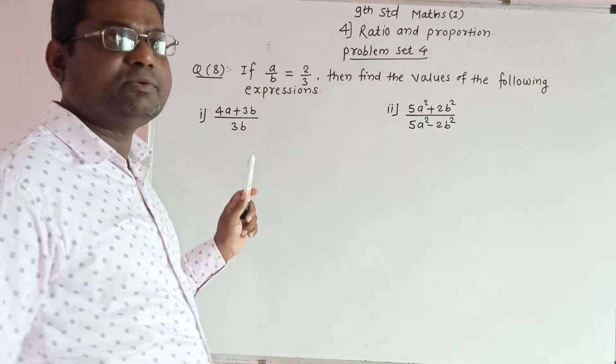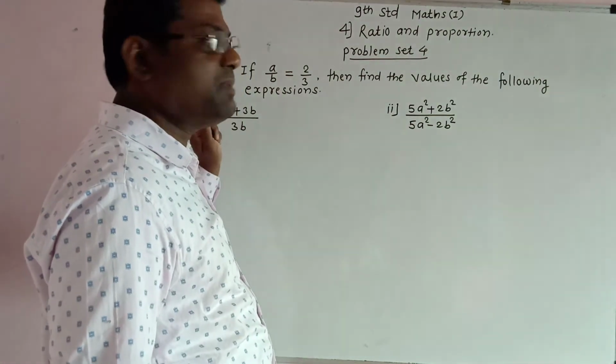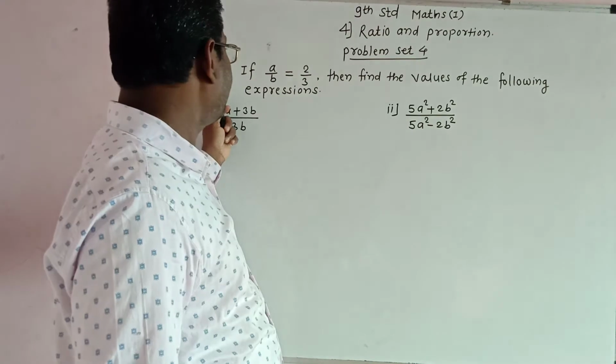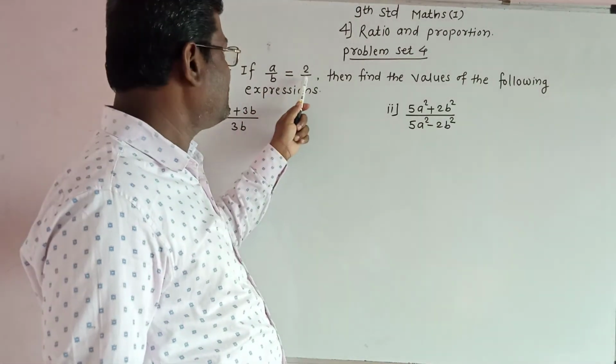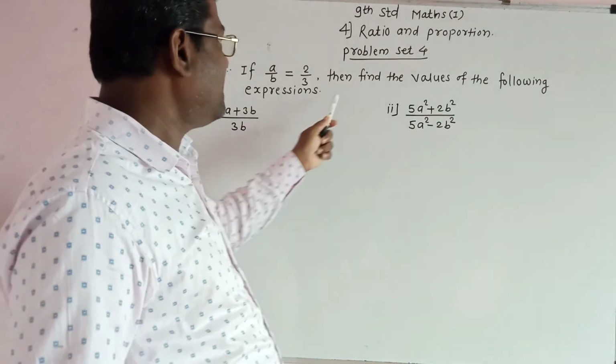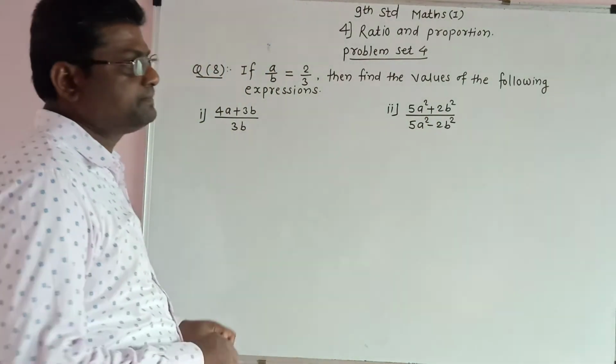Students, in the last video, we have solved examples up to question number 7. Now let's solve example number 8. If A upon B is equal to 2 upon 3, then find the values of the following expressions.